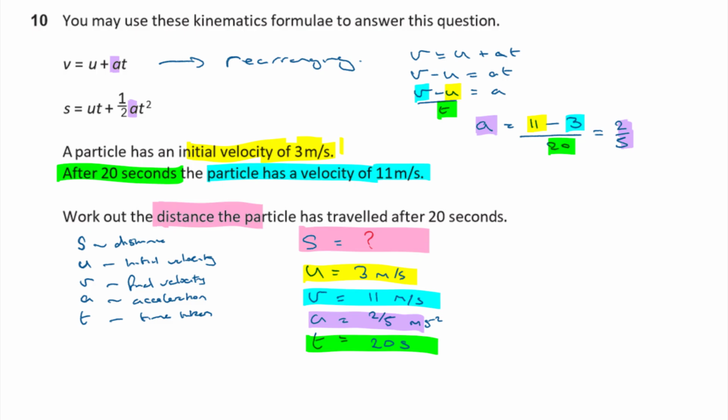So now let's work out s. Don't have to do any rearranging for s. It's already s is equal to. So using s equals ut plus a half at squared, and subbing carefully into that. u is going to be 3. t is 20. So we got that from there. That's ut, plus a half. a we worked out a minute ago. That is 2/5.